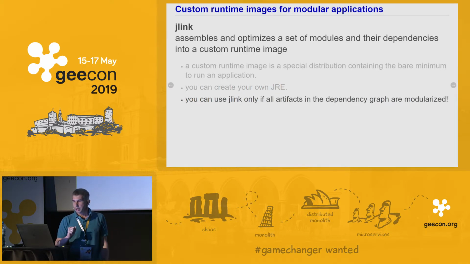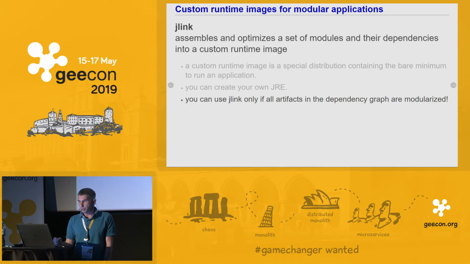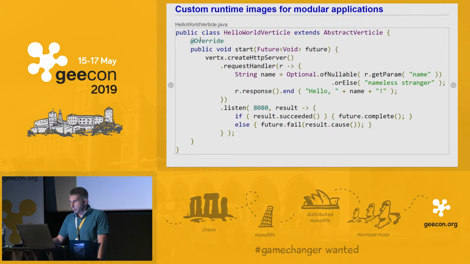But jlink has a strong limitation. It can only work if all artifacts in the dependency graph are modularized. And this is a problem because most of the time your application will have some non-modularized artifacts in the dependency graph. But there are ways to solve these problems, and in order to see how, let's try to create a custom runtime image for a web application based on Vert.x.